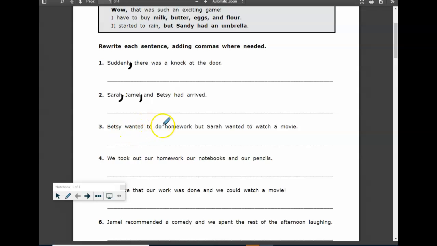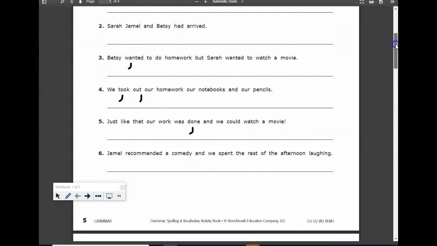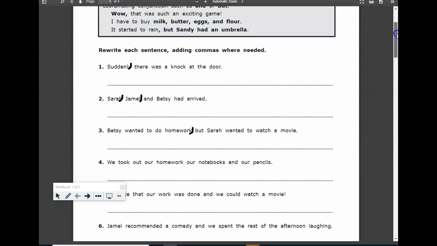Betsy wanted to do homework, but Sarah wanted to watch a movie. So notice how we have two independent sentences. Betsy wanted to do homework. Sarah wanted to watch a movie. But they joined them with this coordinating conjunction right here, the word but. So I'm going to put a comma right behind the word in front of the word but, and then rewrite the sentence. That's it for this page. Your job is to finish this page and complete it independently.